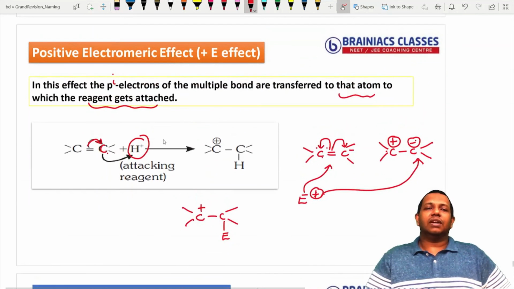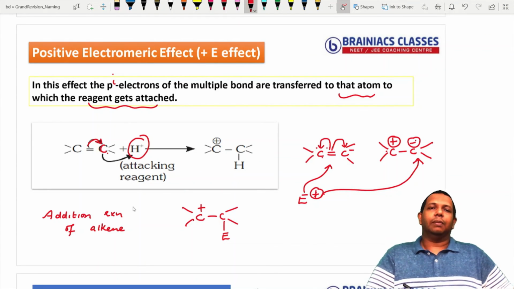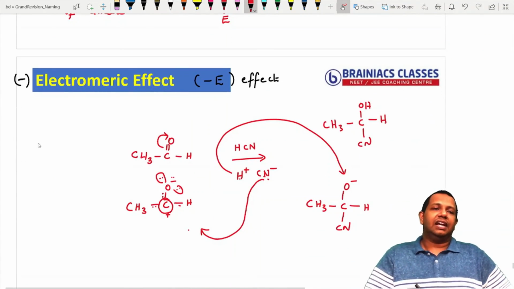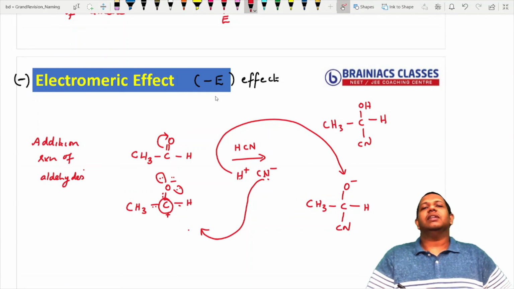Now the same thing we have seen in the example of alkenes also. Clear? That is in plus E effect. So addition reaction of alkene is an example of what effect? Plus E effect. I can say addition reaction of aldehydes is an example of what? It is an example of minus E effect.